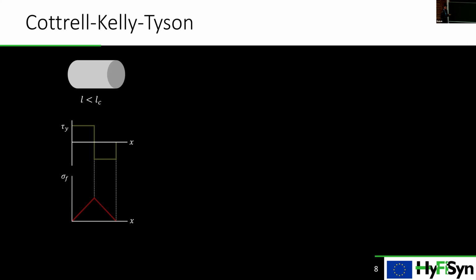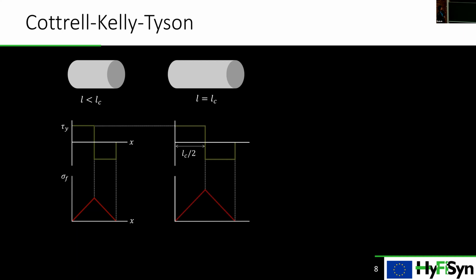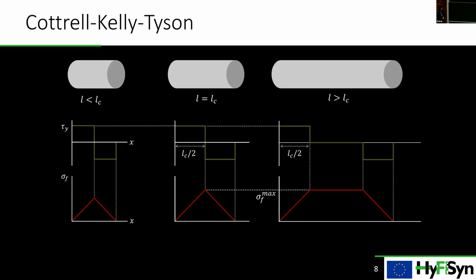So imagine that there is a critical length. If we are below this critical length, the stress profile shown by a red color in the fiber, and also the interfacial shear stress shown by the green color, will look something like this. But if we are exactly at this critical length, it will look the same, but the maximum stress will be higher. And if we are beyond this critical length, we will also end up having a plateau in the stress profile.